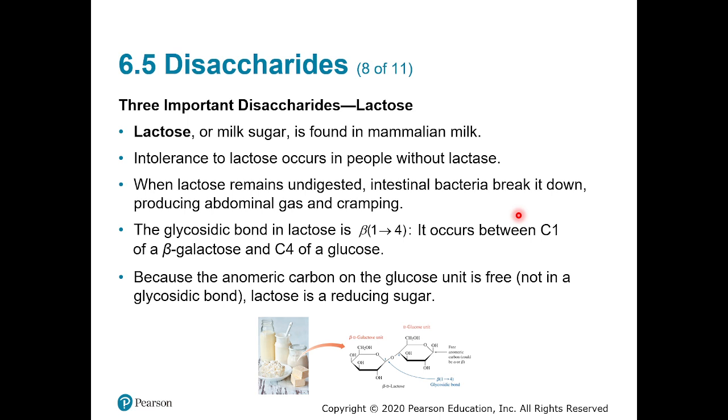The glycosidic bond in lactose is going to be the beta 1,4. Again, it's the C1 of beta galactose with the C4 of your glucose here. And again, it would be beta, same side as that carbon. The anomeric carbon on the glucose is again free, and it's not included in the glycosidic bond. So again, lactose would be another reducing sugar, right?